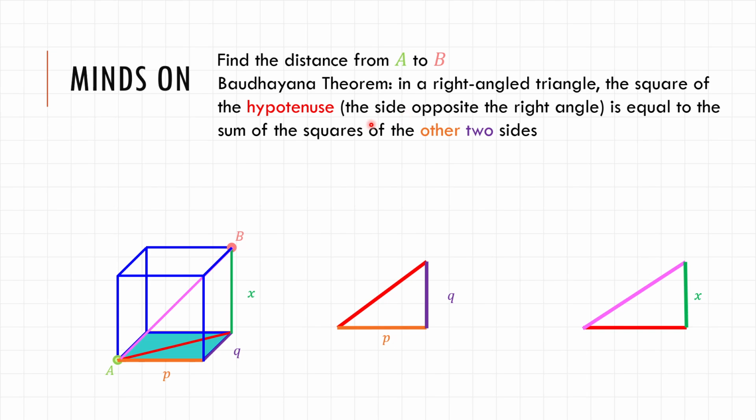Now, of course, he didn't write it in English. He wrote it in Sanskrit. But this is essentially what he was saying. And you know this as a squared plus b squared equals c squared. Now, this relationship, which is something hopefully you have some experience with, you can use to find the length of the hypotenuse. That is represented by c here.